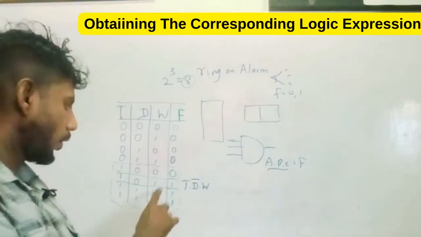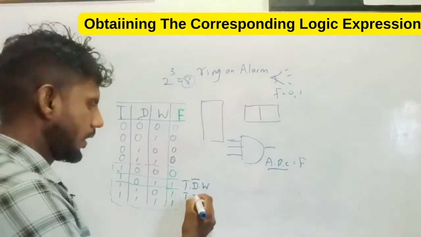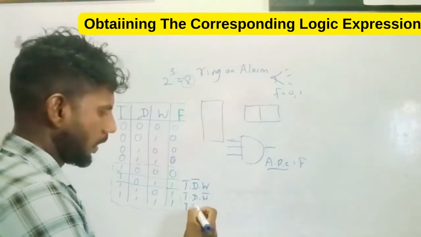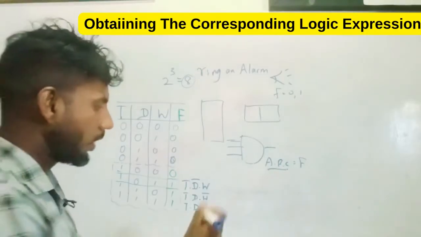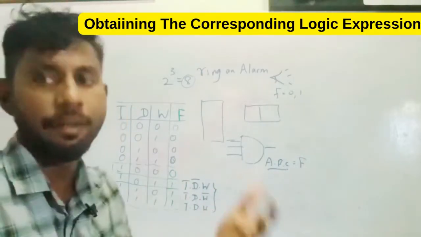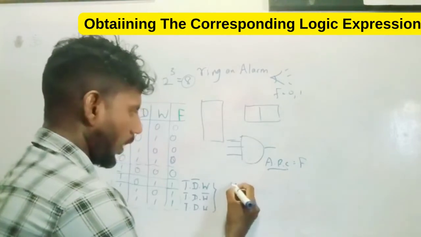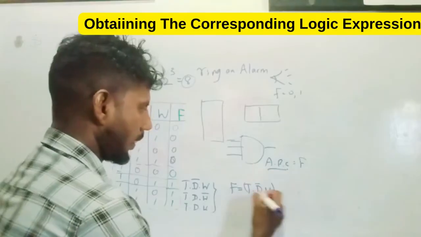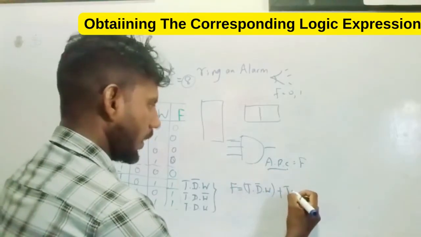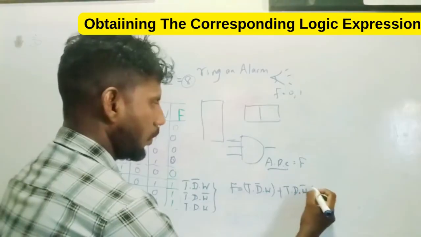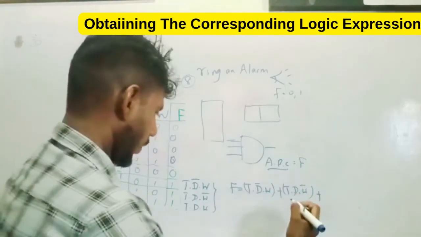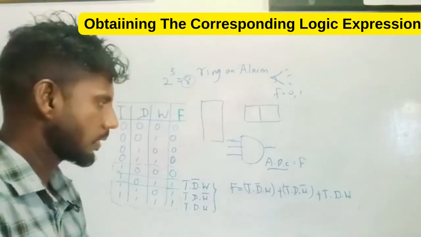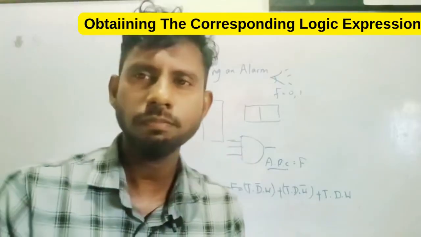1, 1, fine. 0, it's not fine. So T dot D dot W bar. And the final one is T dot D dot W. The final one, altogether we need to add. So the final F is equal to T dot D bar dot W, plus T dot D dot W bar, plus T dot D dot W. That's our answer, the logic expression they are looking for.